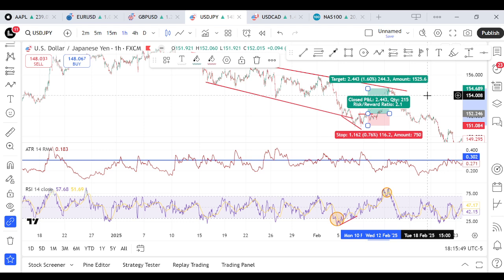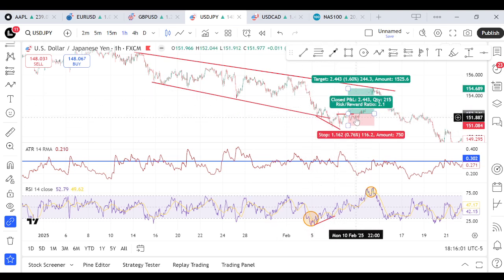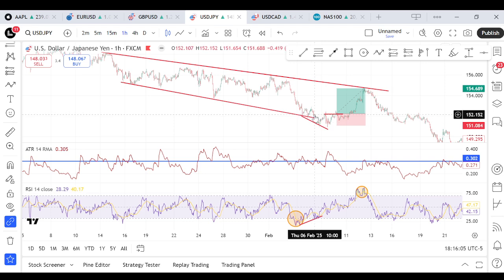Another mistake is ignoring divergence between price and RSI, which can also lead to missed opportunities. For example, I was able to spot the divergence here, showing that this sell was weakening and we should be looking at a buy pullback, which we were able to catch using the RSI divergence. So pay attention to these patterns, especially when they align with other technical signals.